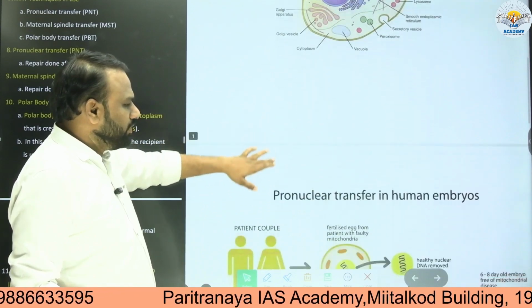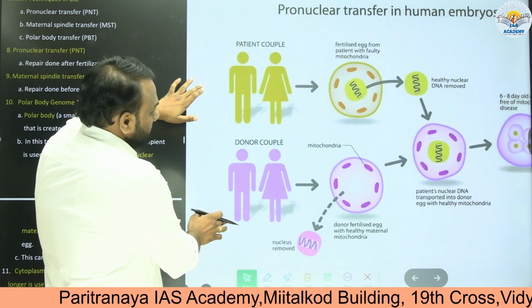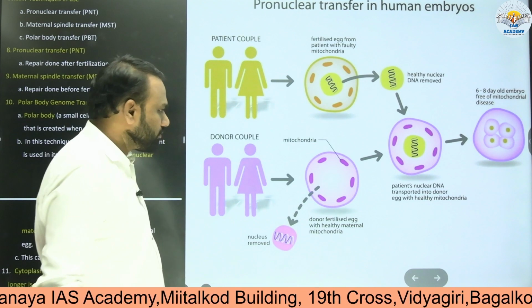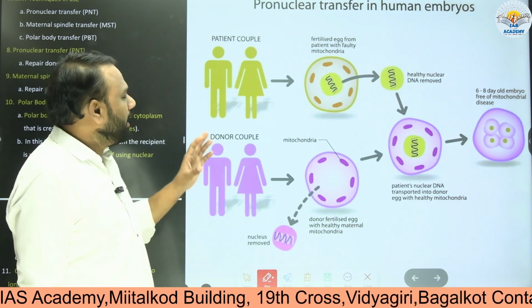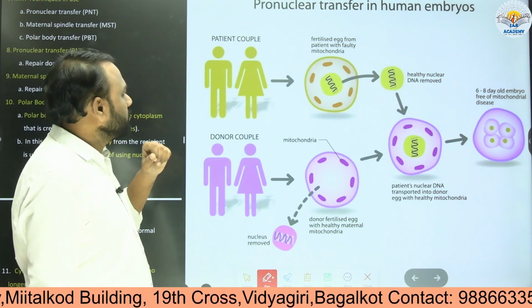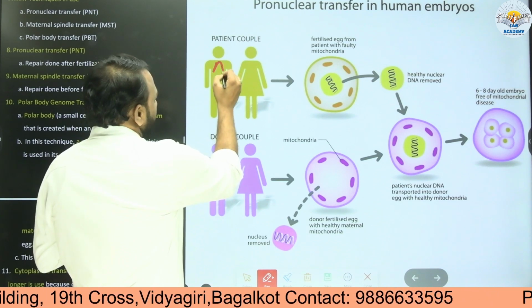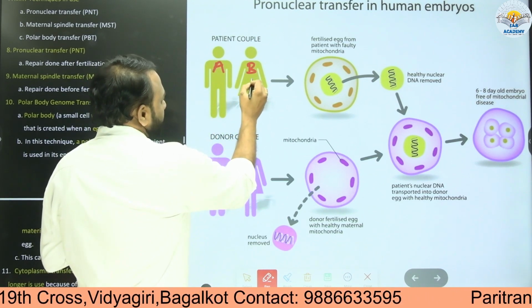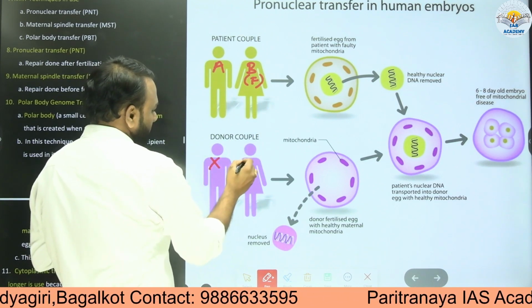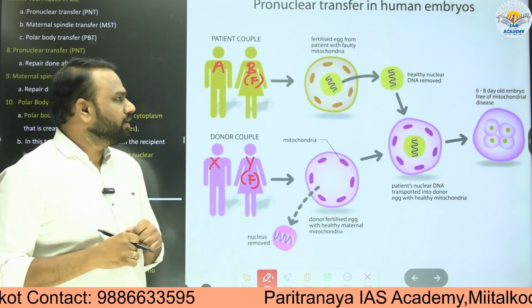So first we shall discuss pronuclear transfer. Here I have taken 2 couples, a patient couple and a donor couple. Let me call them A and B, where B is female here. Next, let me consider X and Y, where Y is female.